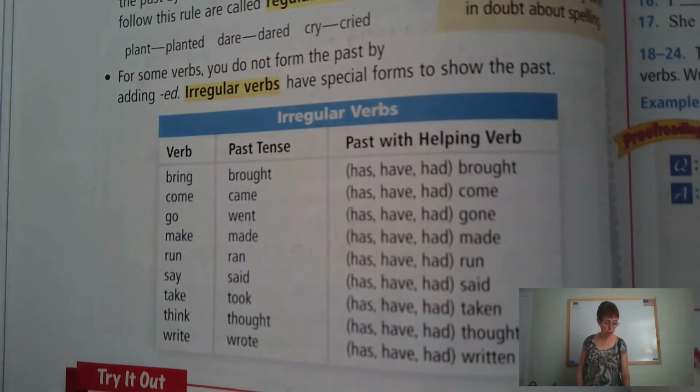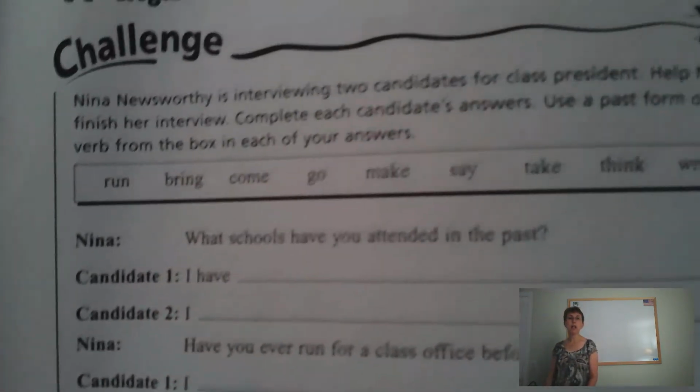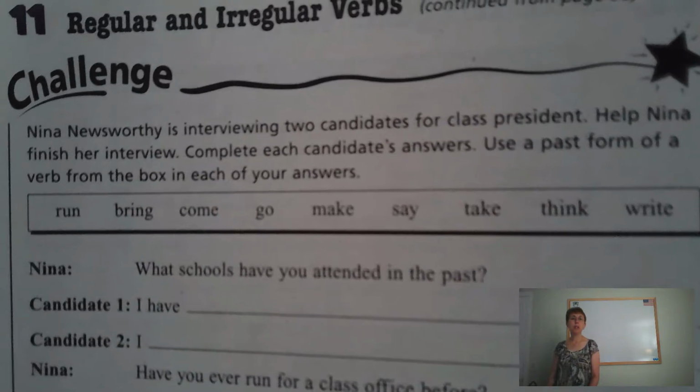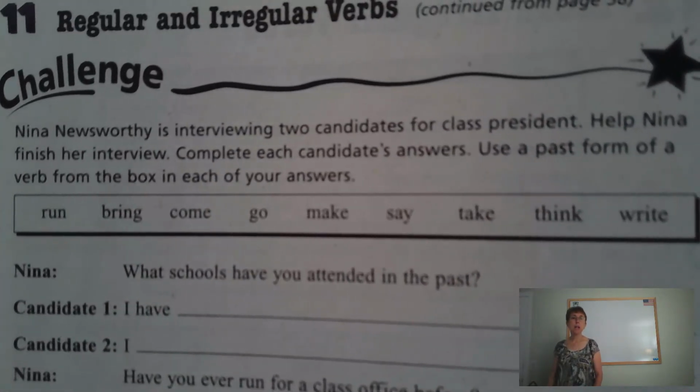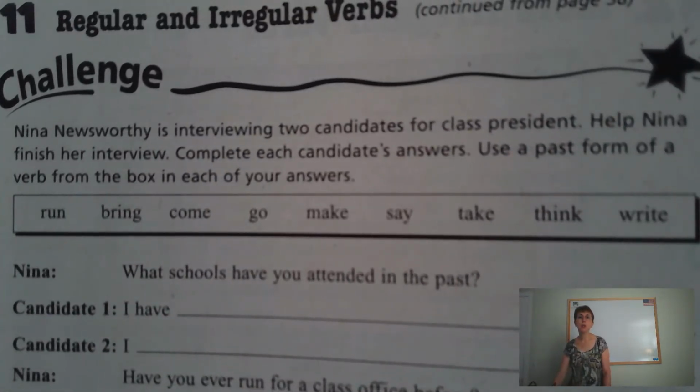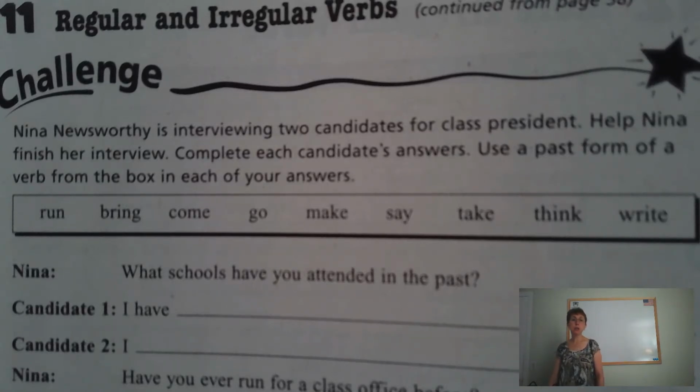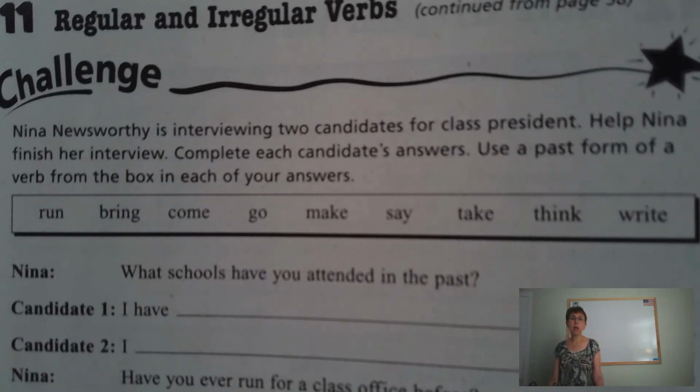Now, what you're going to be working on your own is Workbook page 59. Up at the top it says, Nina Newsworthy is interviewing 2 candidates for class president. Help Nina finish her interview. Complete each candidate's answers. Use a past form of a verb from the box in each of your answers. So these are the verbs you're going to be choosing from: run, bring, come, go, make, say, take, think, and write.